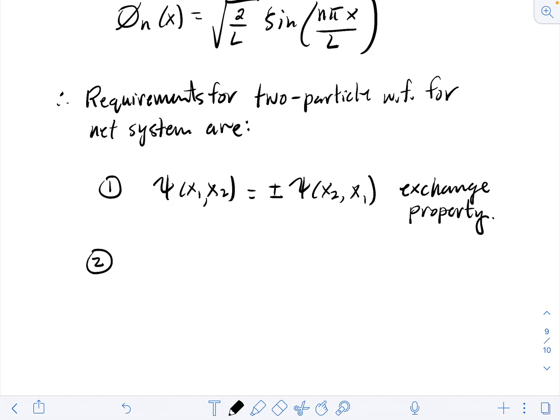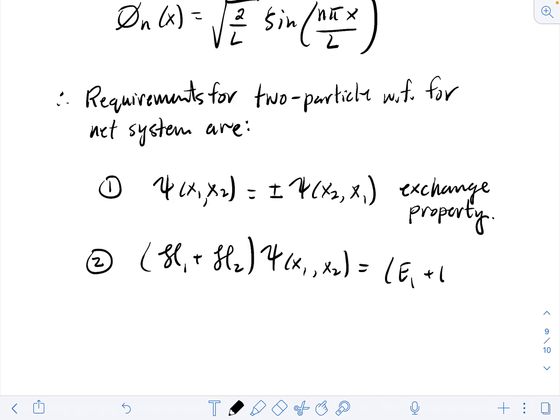The other thing we're going to have to satisfy is that if we act on our two-particle wave function with the Hamiltonian, which is going to be for non-interacting particles just the kinetic energy of the two individual particles, we should get the energy of particle 1 and the energy of particle 2 times the original two-particle wave function.